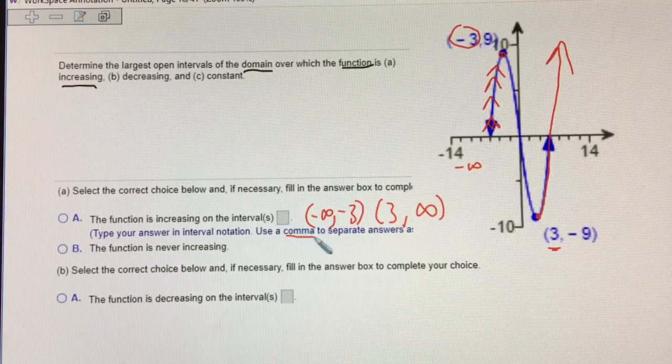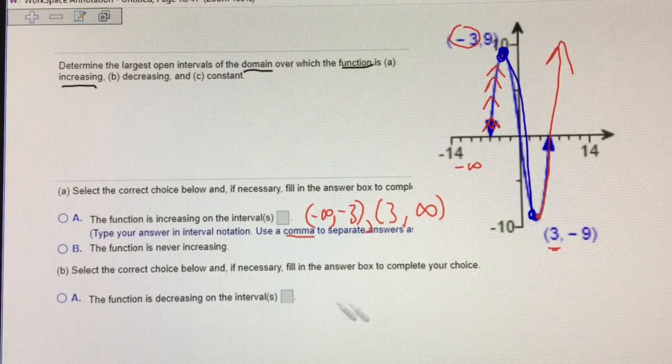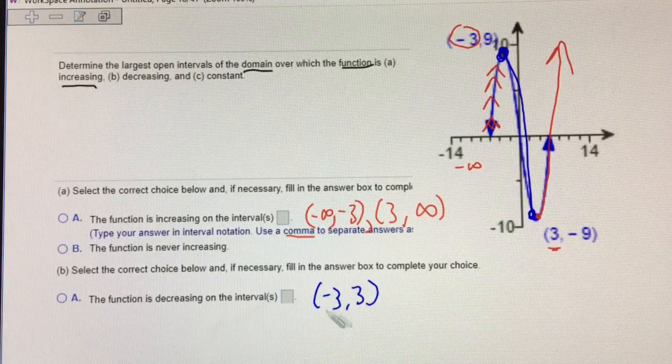However, you have to read this. It says use a comma. I usually put a union symbol in there, but it would mark it wrong. It says use a comma to separate the intervals where it's increasing. Find the intervals where it's decreasing. So it's decreasing from this spot down to this spot, or from negative 3 to 3. I know that looks like a coordinate, but it is not. This is an x value, this is an x value.